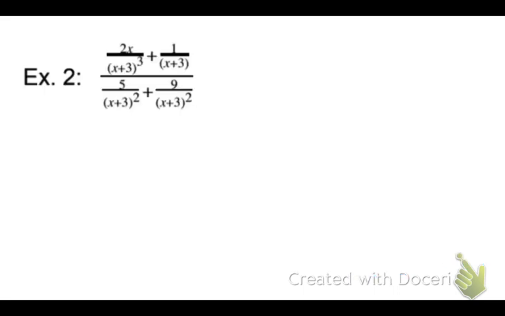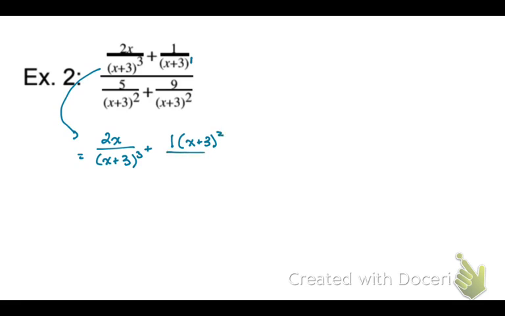In example 2, I'm going to do the same thing. We're going to take care of our numerator first and combine to a single fraction. Now notice here there are 3 different factors of x plus 3 cubed, and then the other one is x plus 3 just to the first. So our overall common denominator here is going to be x plus 3 cubed.